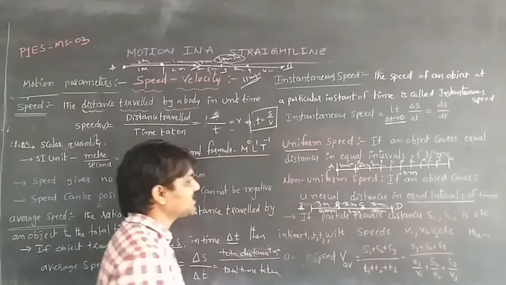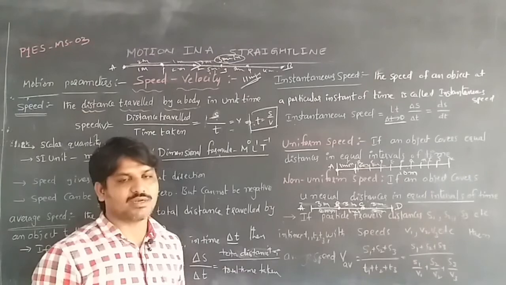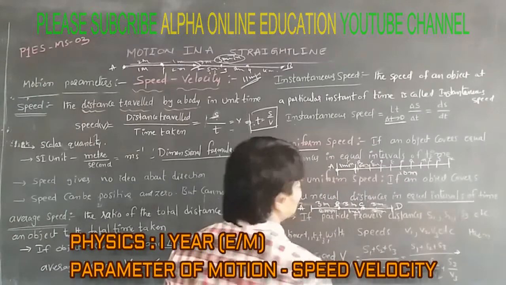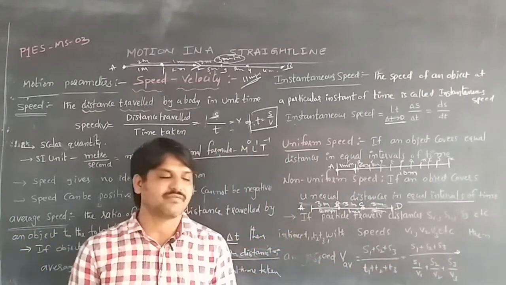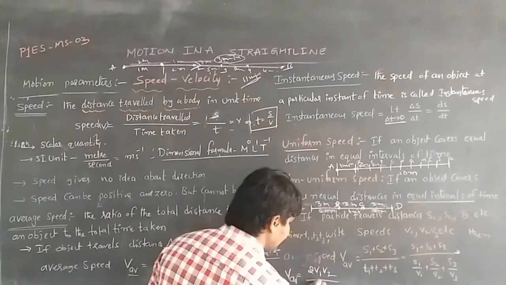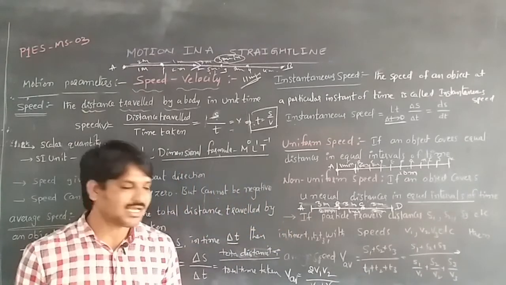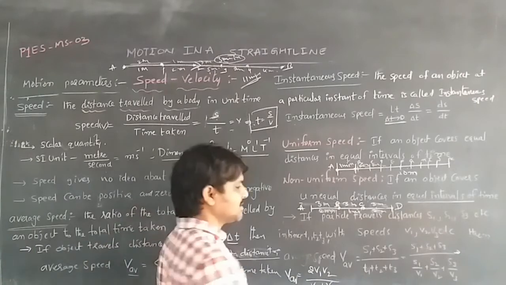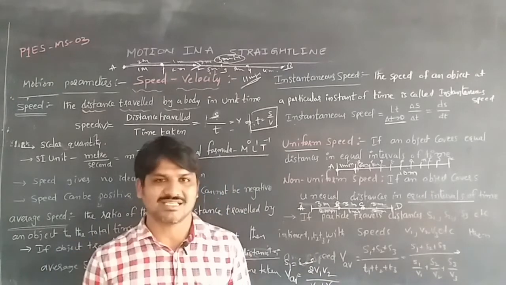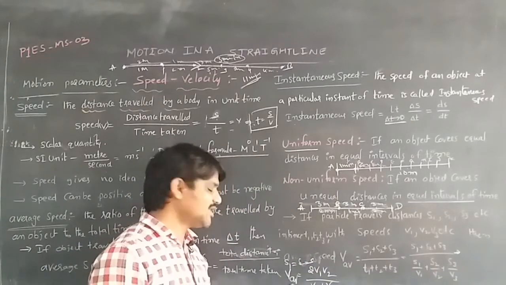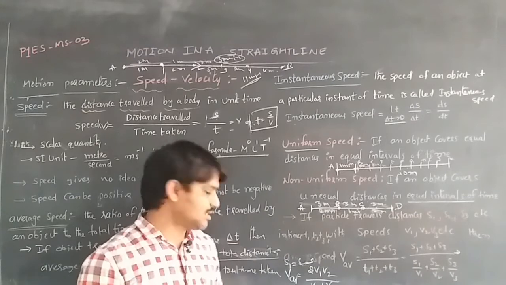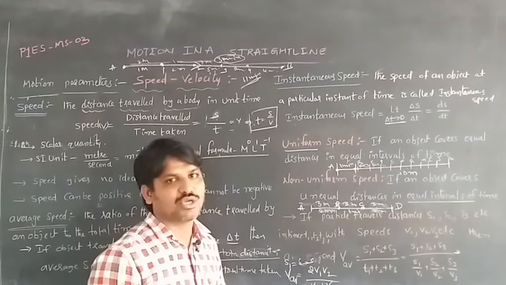From this formula, if the distances are equal, s1 is equal to s2 is equal to s, then the average velocity is v average is equal to 2v1v2 by v1 plus v2. Here we are taking two velocities and two distances, and when s1 is equal to s2 is equal to s, meaning equal distances traveled by a particle, the average velocity will be 2v1v2 by (v1 plus v2). To find this in problems, this is a very useful and important formula to do the numerical problems.